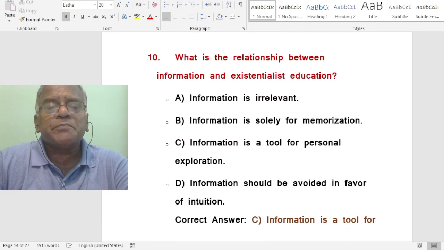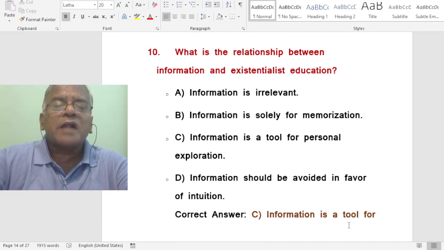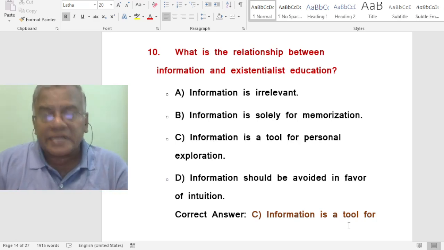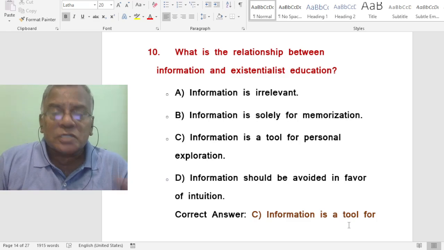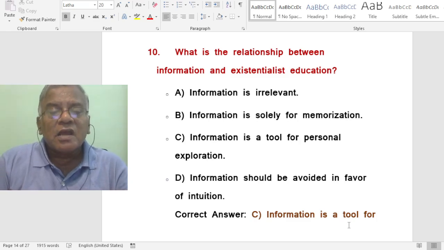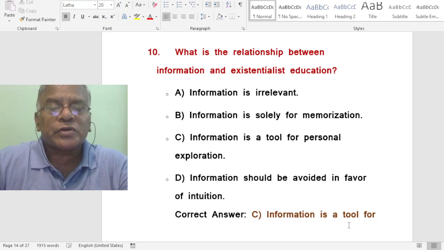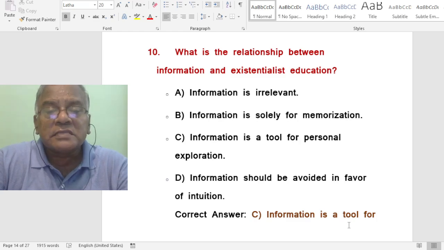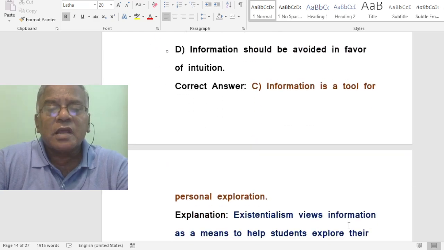What is the relationship between information and existentialist education? Information is irrelevant. Information is solely for memorization. Information is a tool for personal exploration. Information should be avoided in favor of intuition. So what is the relationship between information and existentialist education? What is the correct answer?